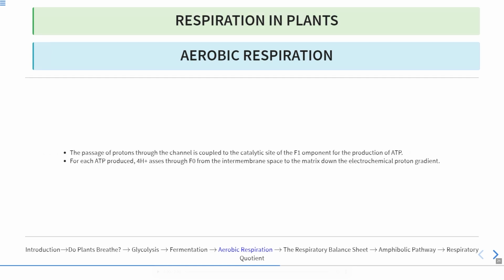Now, the passage of protons through the channel is coupled to the catalytic site of the F1 component for the production of ATP. So what will happen if the proton is passed? The passage of protons through the channel is joined, or coupled, to the catalytic site of the F1 component for the production of ATP. So unless there is a transfer of hydrogen ions from the intermembrane space of the mitochondrial membrane, there will be no synthesis of ATP. So it is a very, very important step.